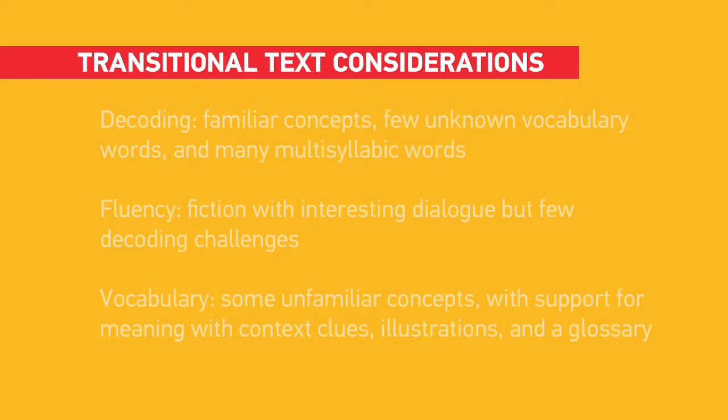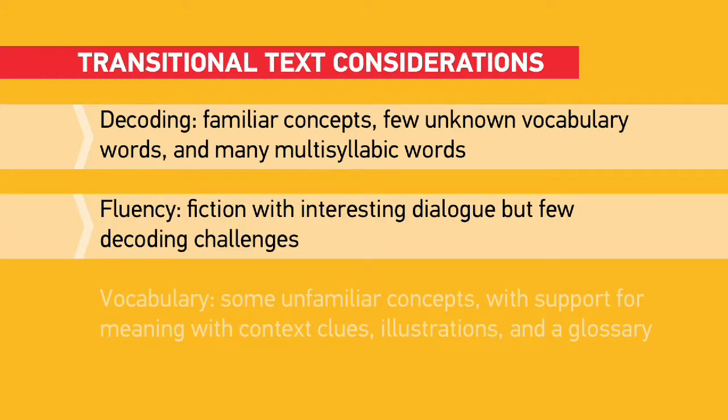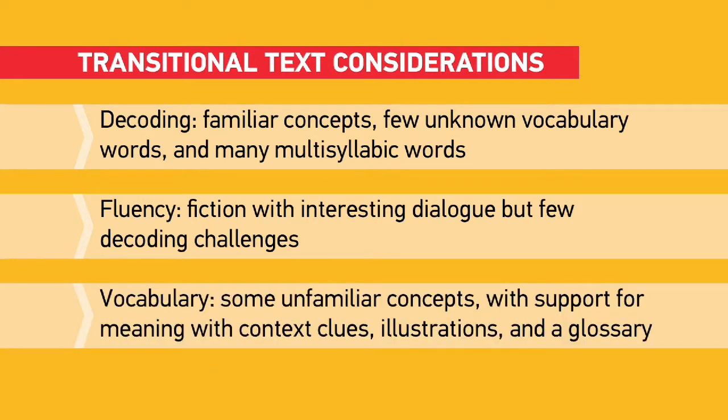When choosing a text for transitional readers, your primary goal is to find a book that supports your focus strategy. If your focus is decoding, select a text with familiar concepts, few unknown vocabulary words, and many multisyllabic words for students to problem solve. To teach fluency, choose a fiction text with interesting dialogue, but few decoding challenges. To practice vocabulary strategies, select a text with some unfamiliar concepts, but one that supports meaning with context clues, illustrations, and a glossary.